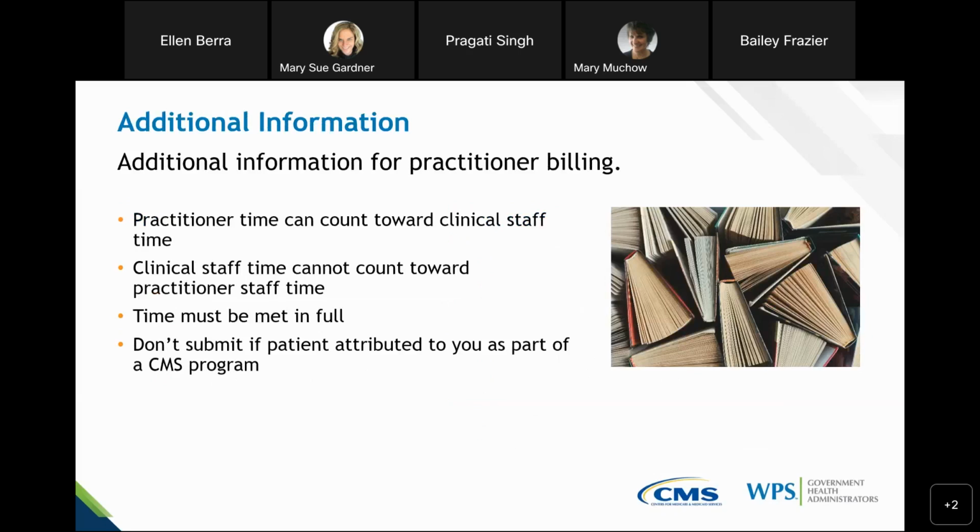So some additional information, a reminder there, practitioner time can count toward clinical staff time, and the time must be met in full. That last bullet, don't submit if the patient is attributed to you as part of a CMS program. Currently, that is generally going to be through Primary Care First. If you are a Primary Care First provider, then you don't bill separately for chronic care management, complex chronic care management, or the principal care management.